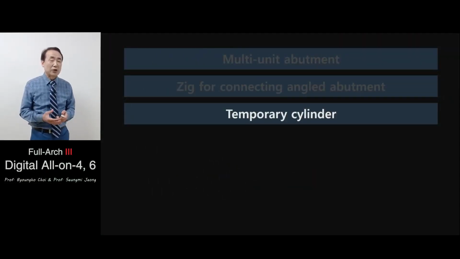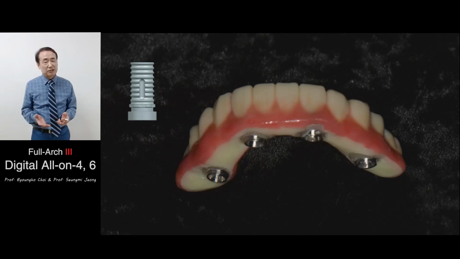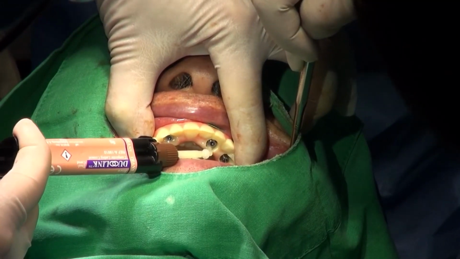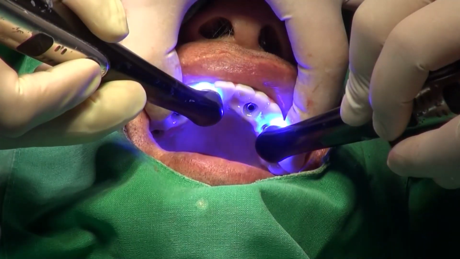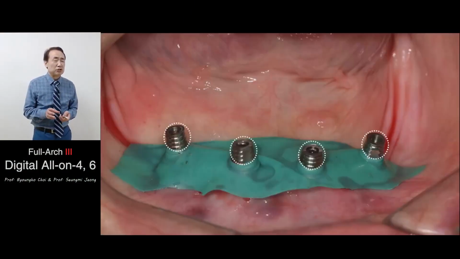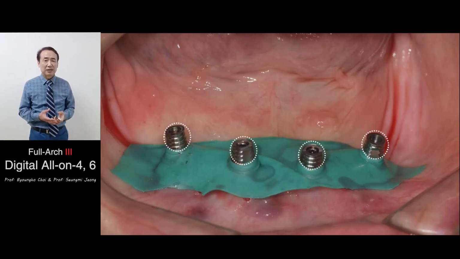Let's move on to another issue. What type of temporary cylinder is optimal for the All-on-4 and All-on-6 procedures? Cylinders are needed to fabricate provisional screw-retained prostheses. The cylinders are bonded with the denture using light-curing resin. To do the bonding efficiently, you need a wide exposed cylinder area beyond the rubber dam.